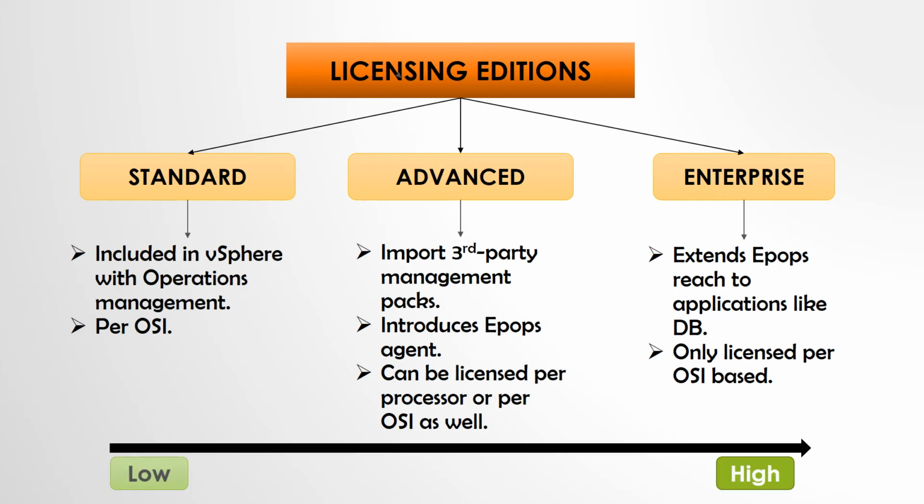Now look at the arrow below, which is denoting the level of the license editions, which tells that standard is the lowest and enterprise the highest level, and the higher the level, the more objects it can monitor. Another thing to note here is that the licenses can be mixed per OSI and per CPU based, and advanced and enterprise versions.